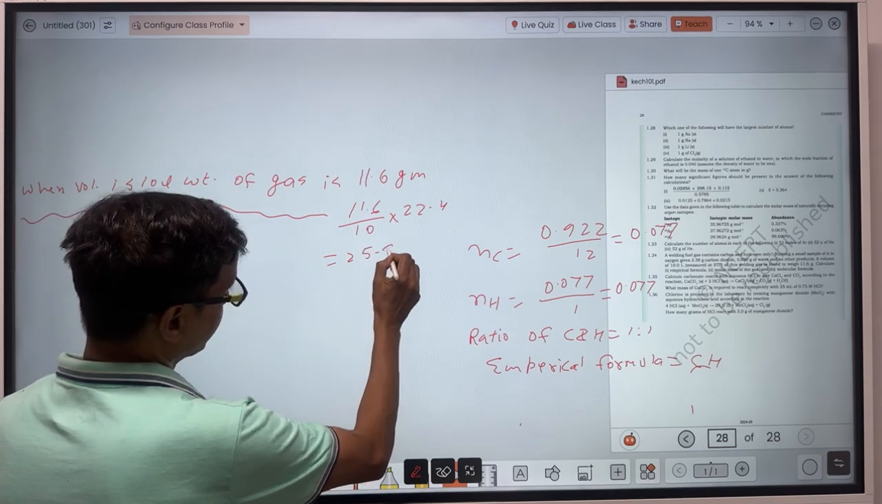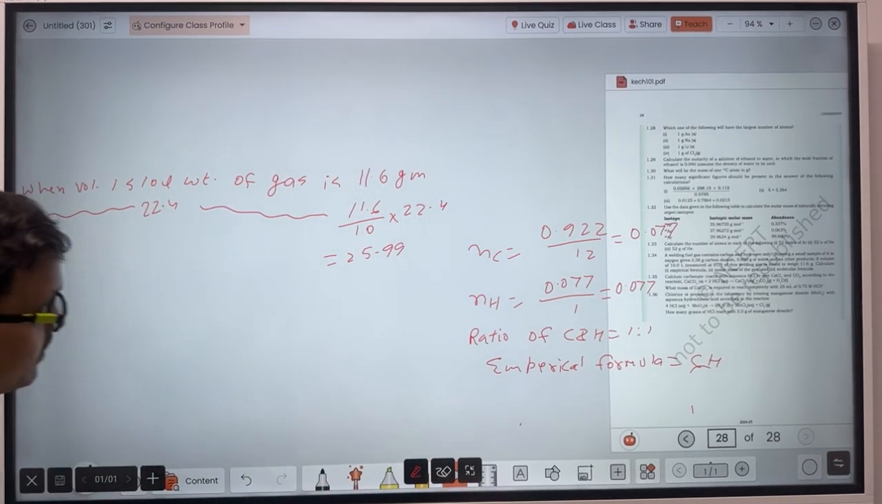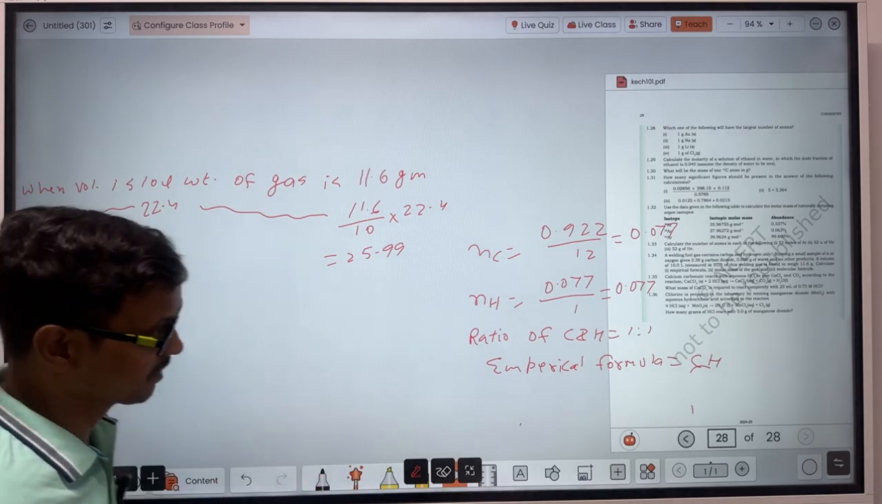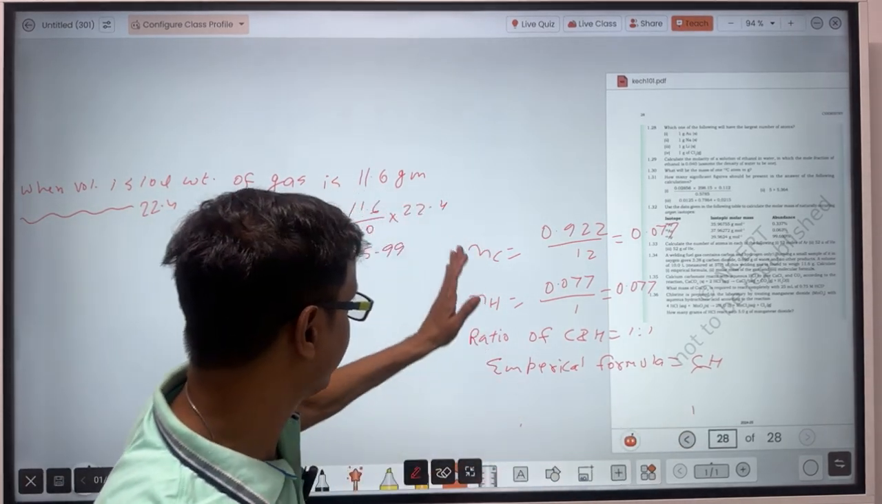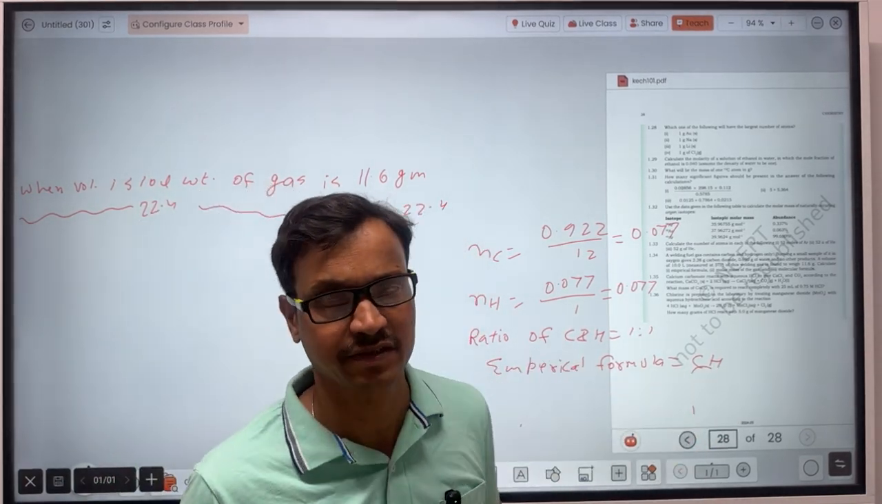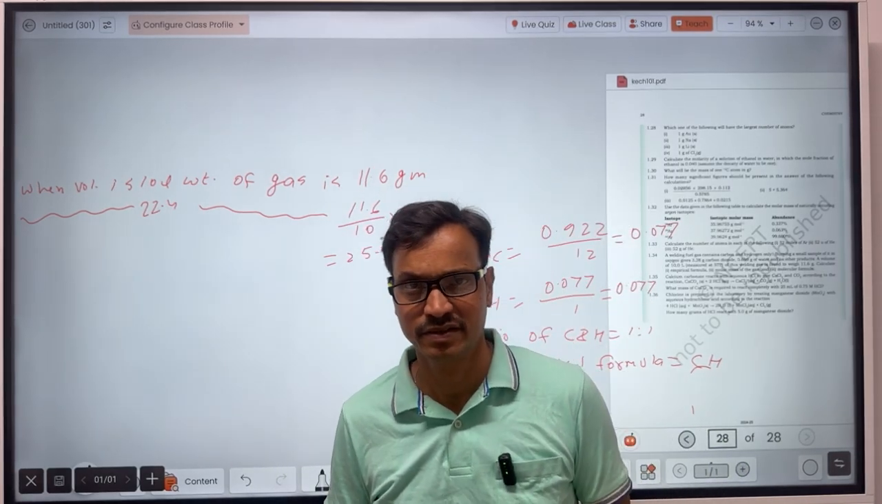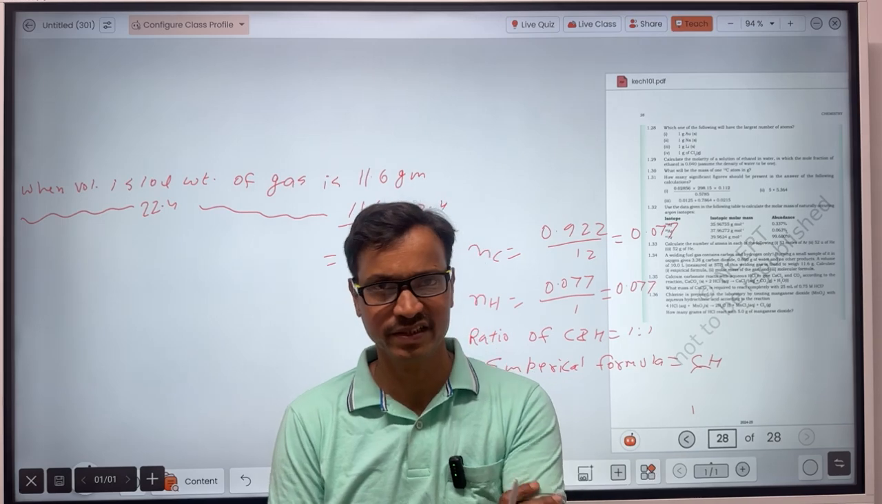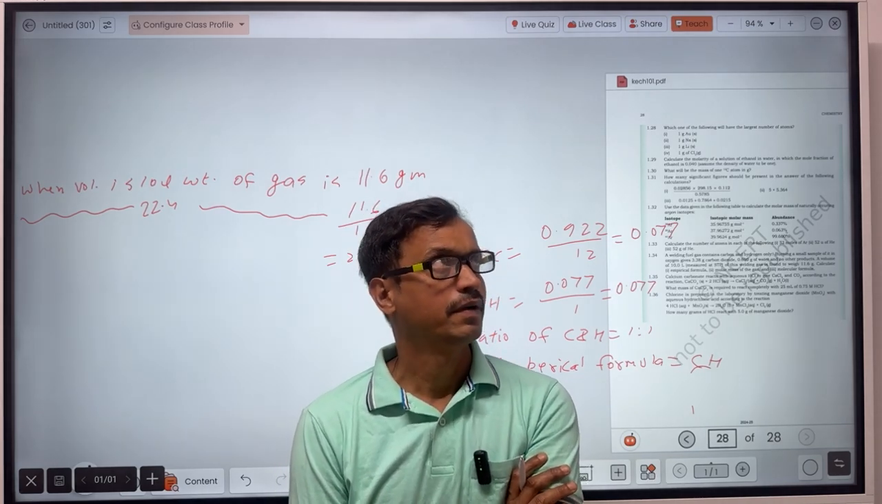That is 25.99. Okay. So watch out here. Molecular weight is this much. Empirical formula. If you divide the molecular weight by the empirical formula weight, you will get one number, and the same number when you multiply it to the empirical formula, you will get the molecular formula.